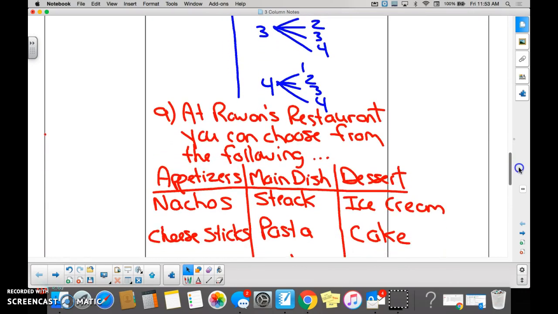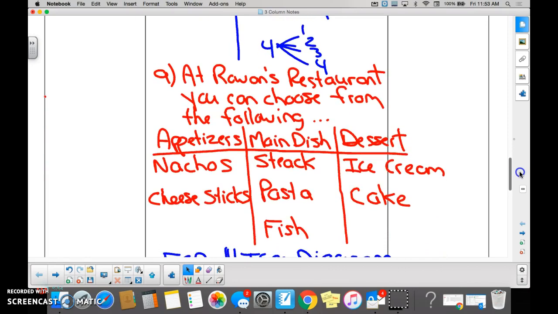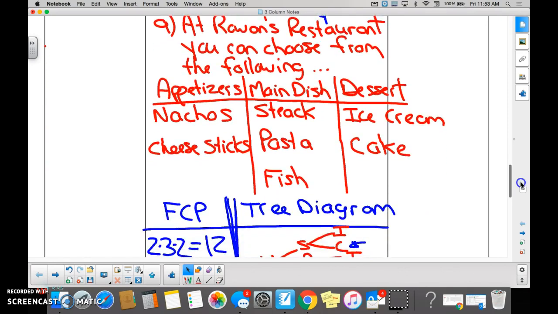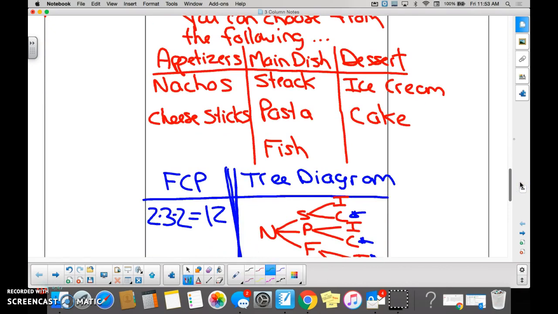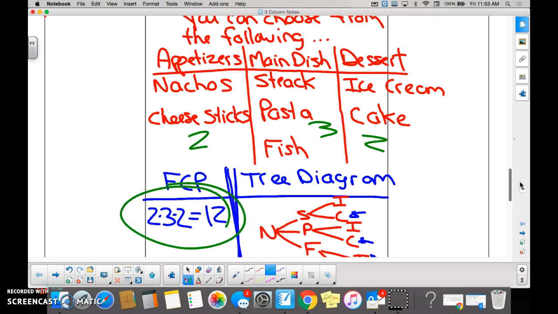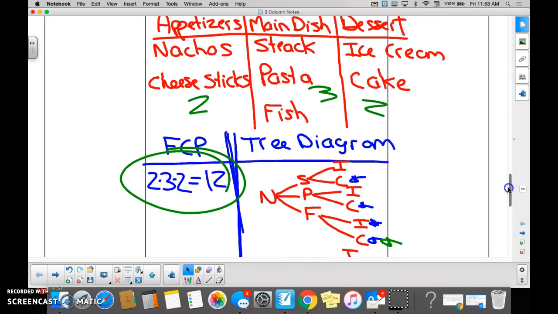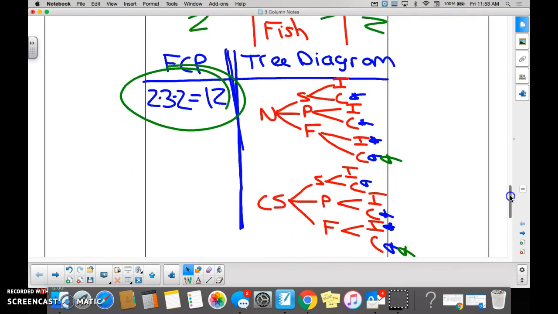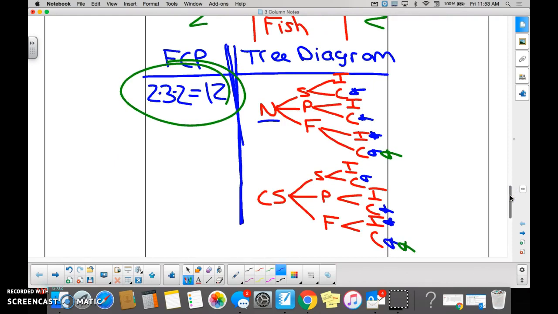Here's Rowan's restaurant. He's our head chef. 2 appetizer choices, 3 main dish choices, 2 dessert choices. All together, because you have 2 appetizers, 3 main dishes, and 2 desserts, how many total possible outcomes? 12. What are they? Well, there they all are, right? We started with nachos. We did our main dishes. We did our desserts. If we started with cheese sticks, then we have to do our main dishes again and do our desserts. All of these, as Cameron said again, are going to match up to your FCP, right?